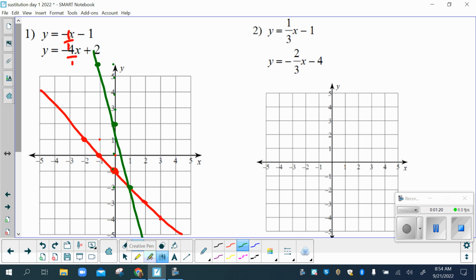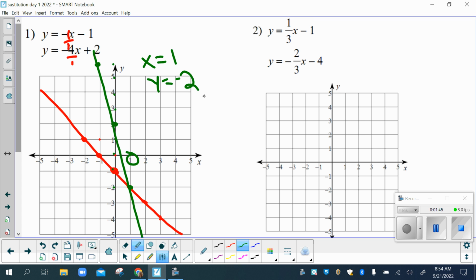And where they cross is my solution. And what it would be is the x coordinate is 1. So x equals 1, and y equals -2. And what that means is that is the one magical point that both of these lines share. They share one magical point, and that magical point is (1, -2), or x equals 1, y equals -2.